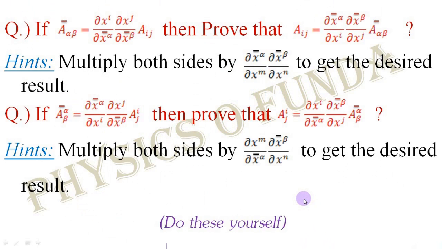If we want to prove the reverse transformation relation for a covariant and a mixed tensor of rank 2, we can prove them by following the same procedure. For a covariant tensor, we have to multiply both sides by ∂x̄^α/∂x^m and ∂x̄^β/∂x^n to get the desired result. And for a mixed tensor, we have to multiply both sides by ∂x^m/∂x̄^α and ∂x̄^β/∂x^n to get the solution. Hope you can do this yourself. Please share the experience in the comment section.